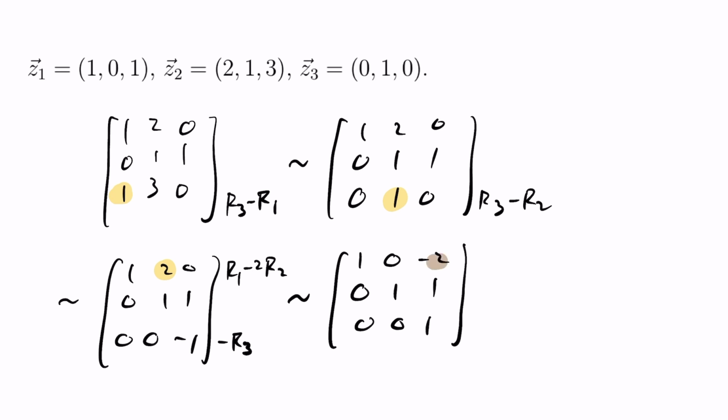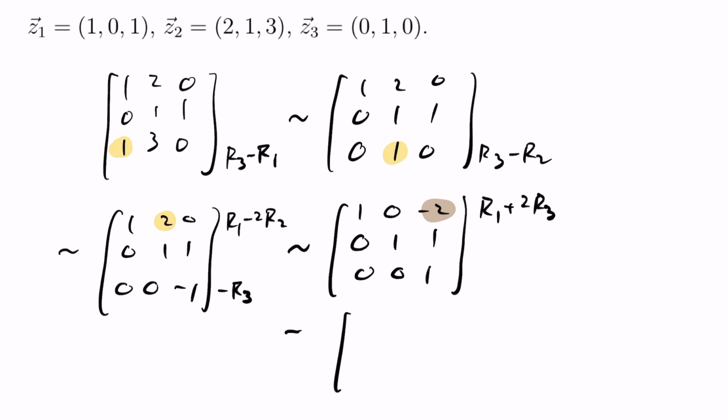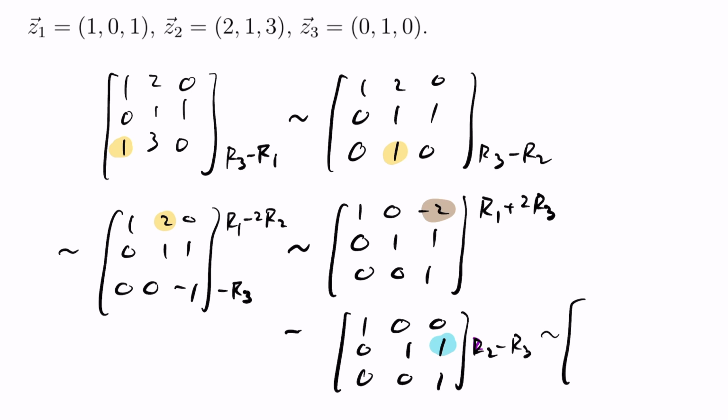And continuing up here, I now want to make this entry a 0. So I'm going to go ahead and take row 1, and I'm going to add that to twice row 3. And doing this, we end up getting 1, 0, 0, 0, 1, 1, 0, 0, 1. And the last step, finishing this off, I want to go ahead and make this entry 0. So I'm going to take row 2 minus row 3. And doing so here, you get 1, 0, 0. This will be 0, 1, 0, and 0, 0, 1.